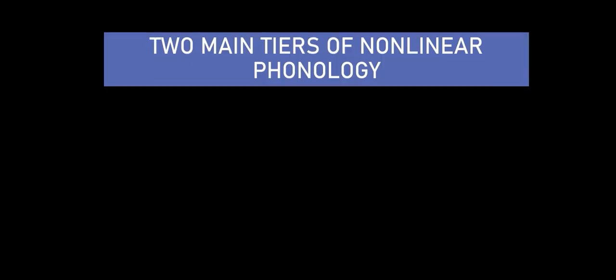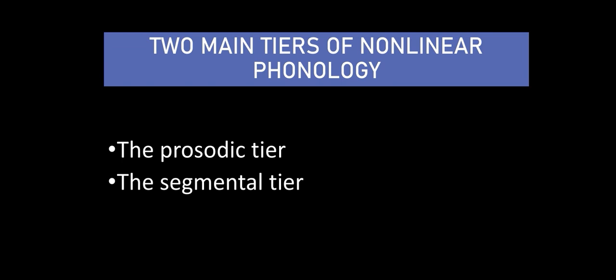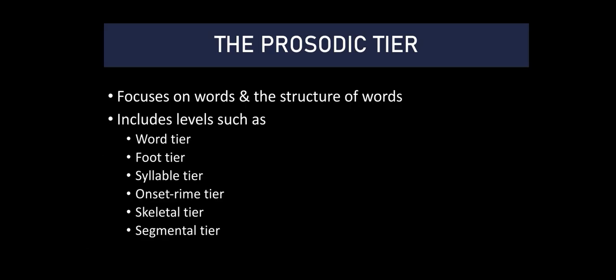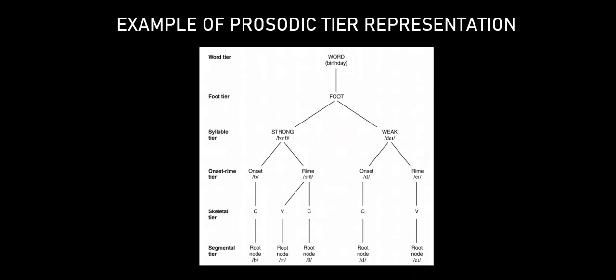There are two main tiers of nonlinear phonology, and they are the prosodic tier and the segmental tier. And let's start with the prosodic tier. The prosodic tier focuses on words and the structure of words, and it includes all of these levels. This diagram shows an example of the prosodic tier representation for the word birthday, and you can see that it illustrates the concept of the hierarchical arrangement of varying levels of speech sounds.